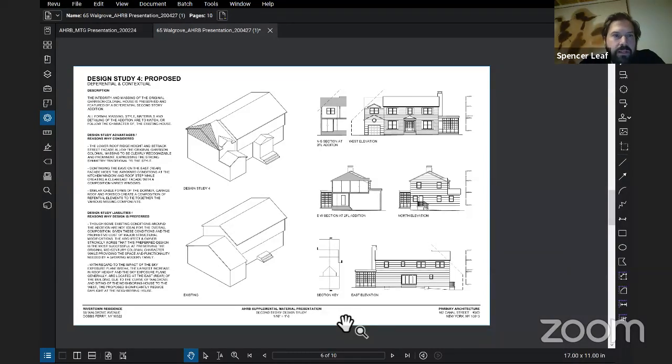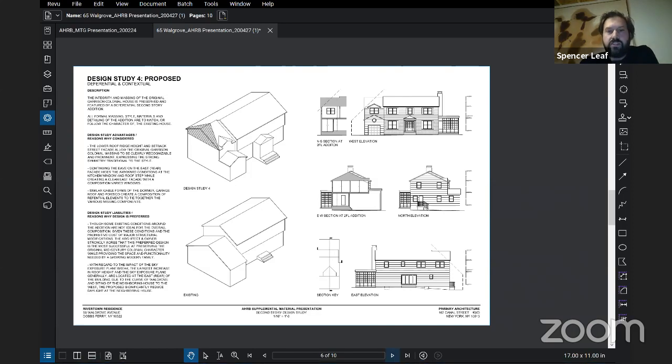So that's where we've ended up with this as the proposed design. As I mentioned, this was a long process that we went through, the owners and I, over 9 months of tweaking and pushing and testing. And this is really what works best to serve their needs as a young growing family.